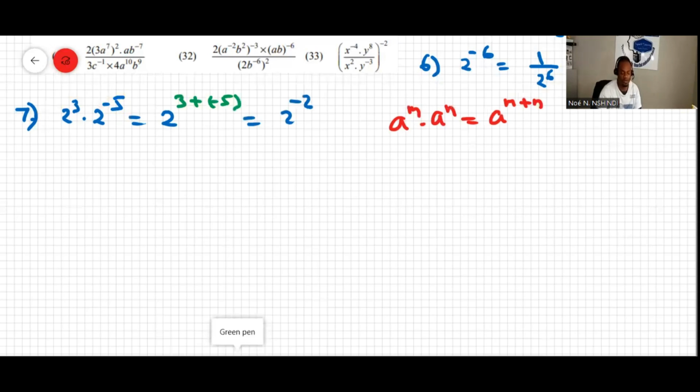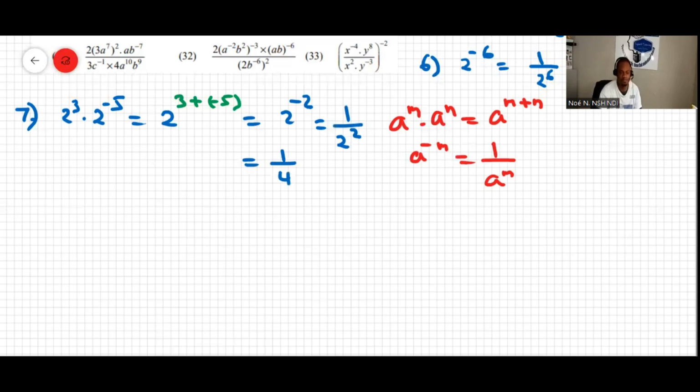Now, another law of exponents says that a to the negative m is the same as 1 over a to the m. So we can write it as 1 over 2 squared. Okay, and then 2 squared is 4. So the answer is just a quarter, 1 over 4.